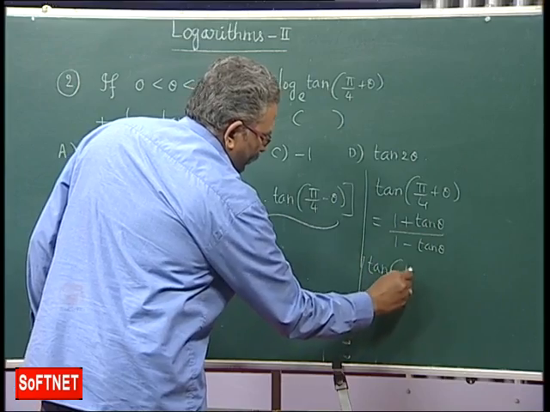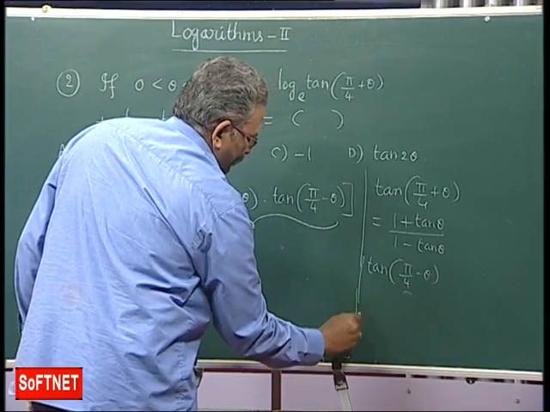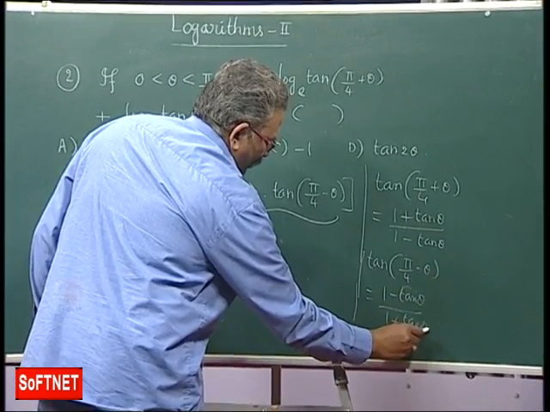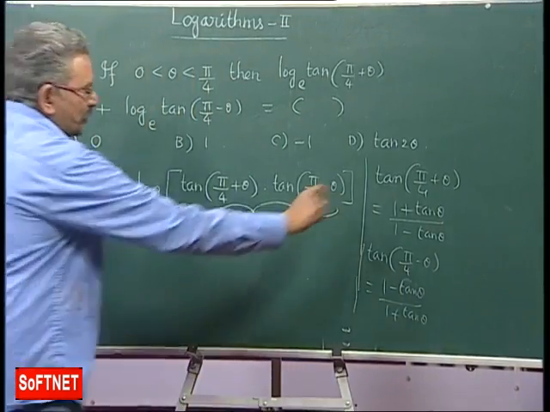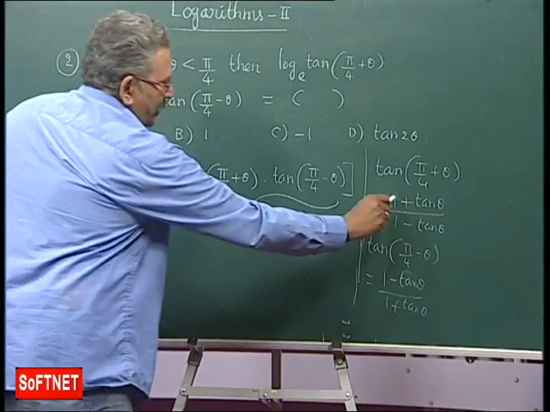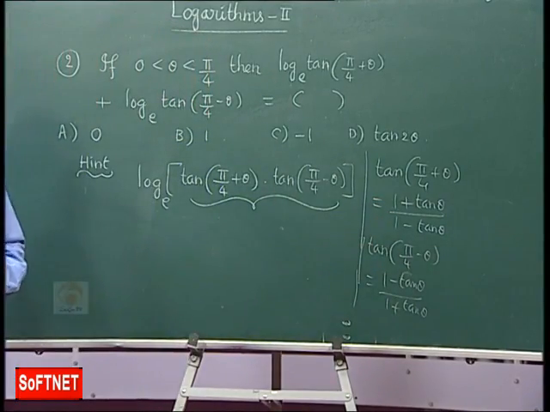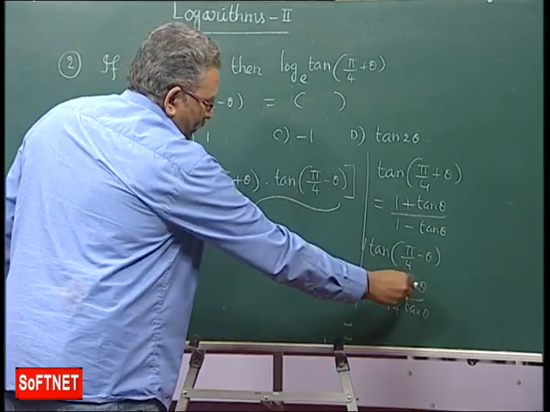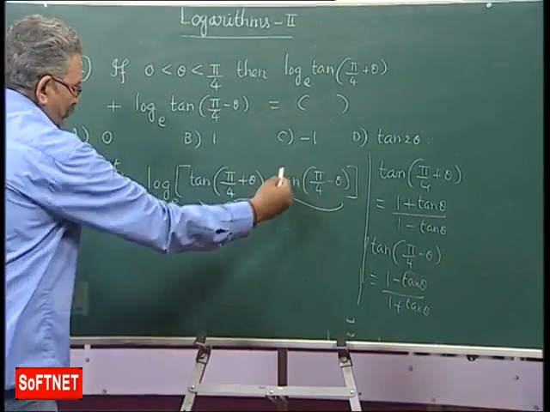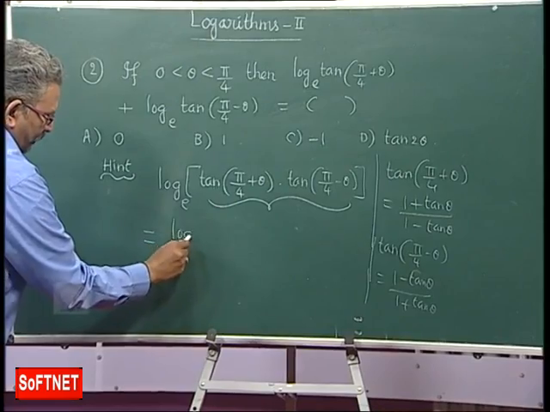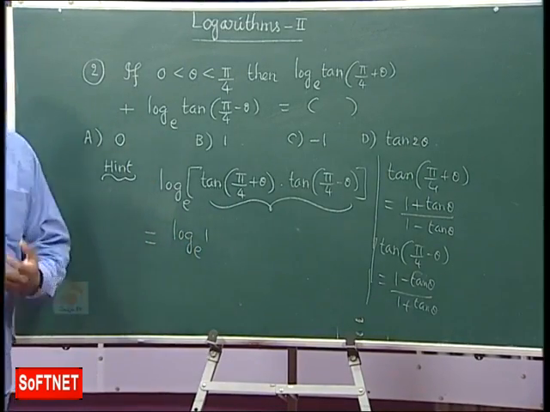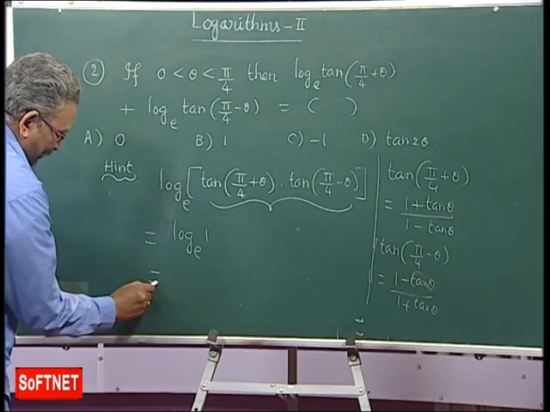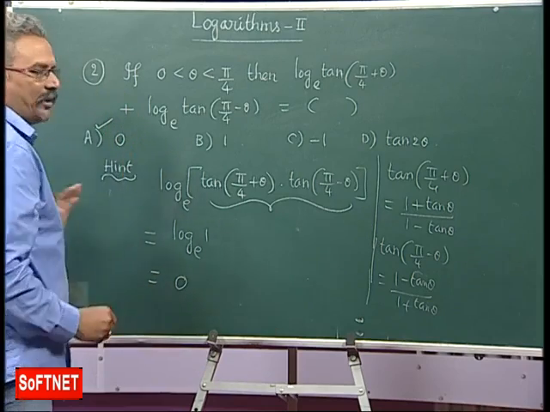Tan of pi by 4 minus theta equals 1 minus tan theta by 1 plus tan theta. Having multiplied these two, you can expect the answer. These two are reciprocals of each other. That means if you multiply these two, we get 1. See, 1 plus tan theta, 1 plus tan theta, 1 minus tan theta, 1 minus tan theta cancel. So this becomes log 1 to the base e. Now you can expect the answer. Here, the answer is 0. So A is the right option.